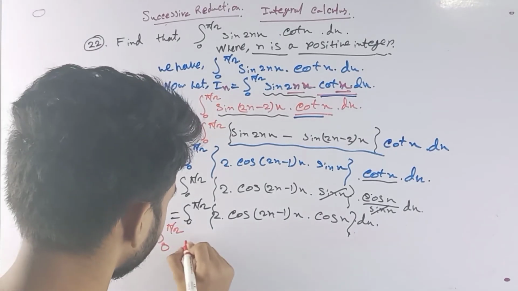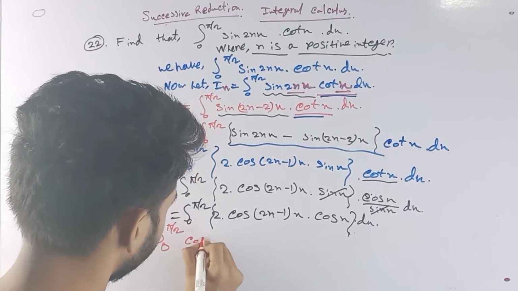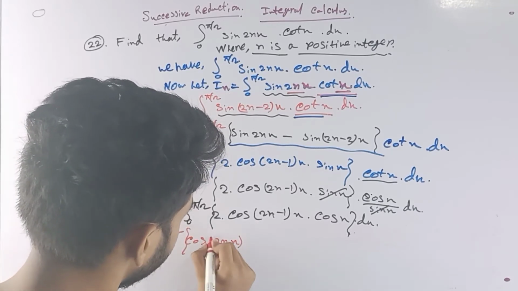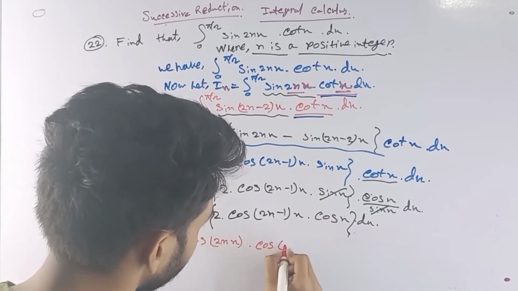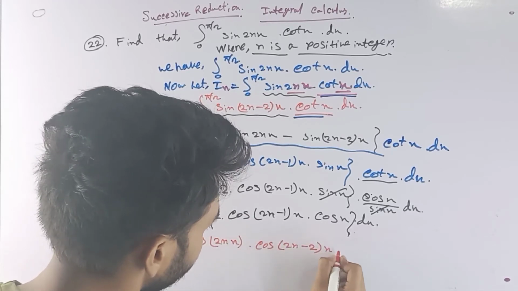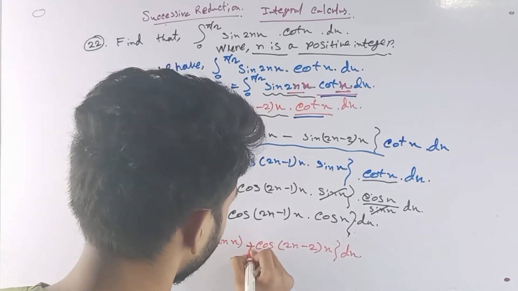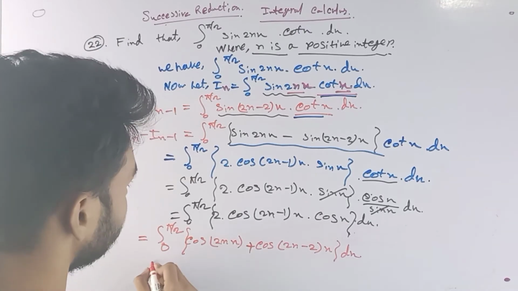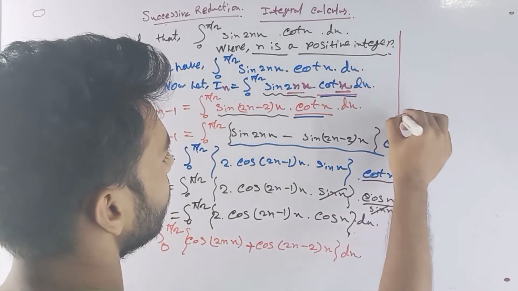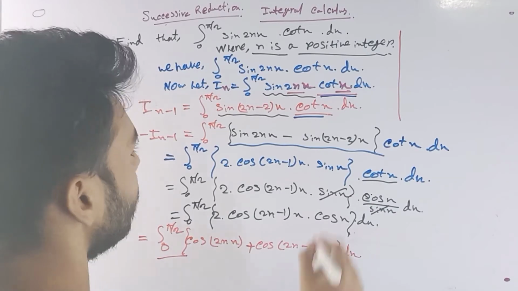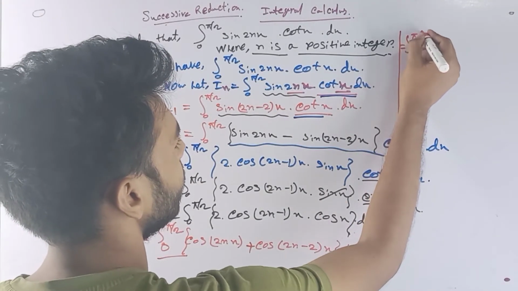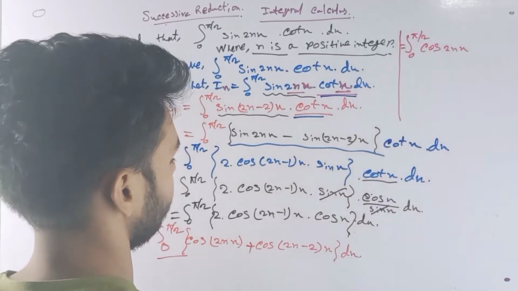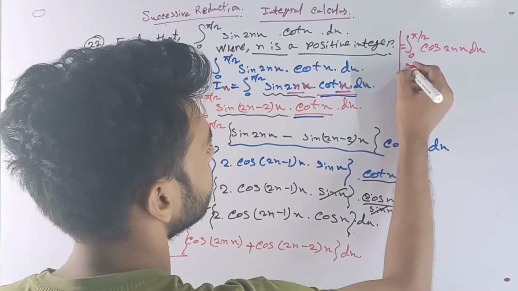So the integral from 0 to pi by 2 of cos 2nx times cos of (2n minus 2)x dx, plus as well, you know this answer. I have also given it to you as a screenshot on this area. Therefore the integral from 0 to pi by 2 of cos 2nx dx.